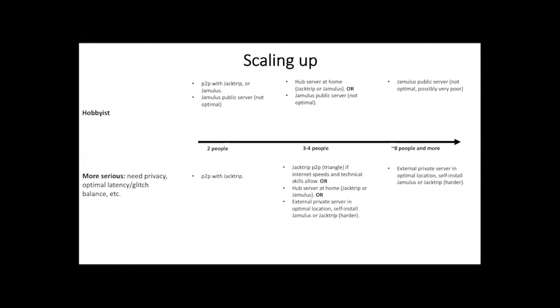That would give you, as I said, the ability to handle a lot of connections. It could be chosen to be in a good location for everybody mutually to use. And again, you would self-install Jamulus or Jacktrip. So this end of the spectrum in the vertical direction, so to speak, it's if you need a bit of privacy, you have a kind of more professional or semi-professional use case, or just if you want to have the best latency and the best balance of latency and glitches, there's every reason to look into this side of things.